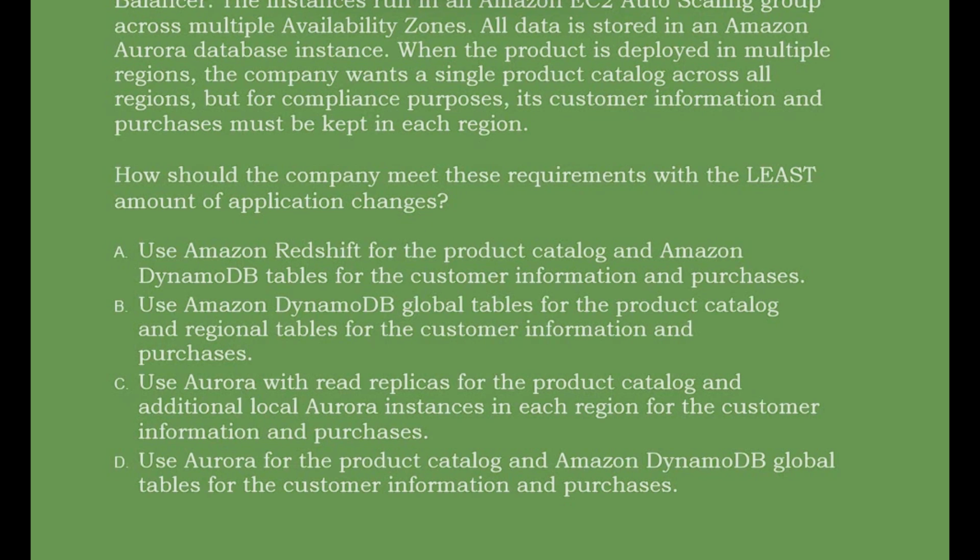Option D. Use Aurora for the product catalog and Amazon DynamoDB global tables for the customer information and purchases. Correct answer is option C.